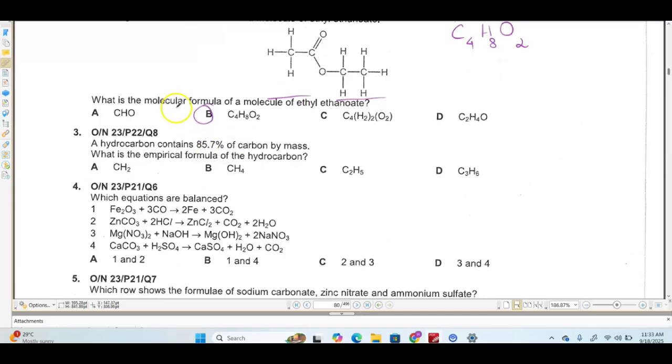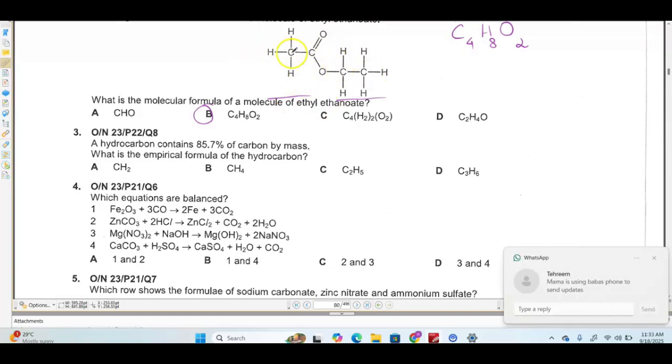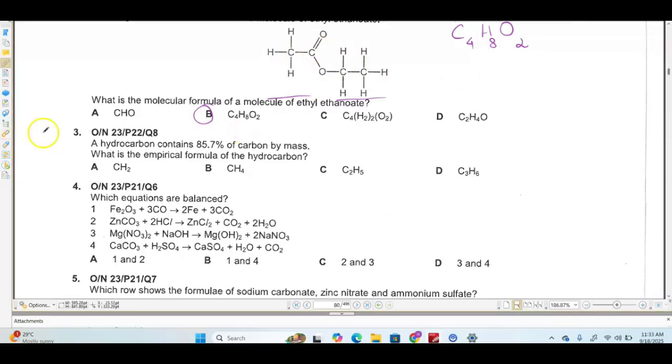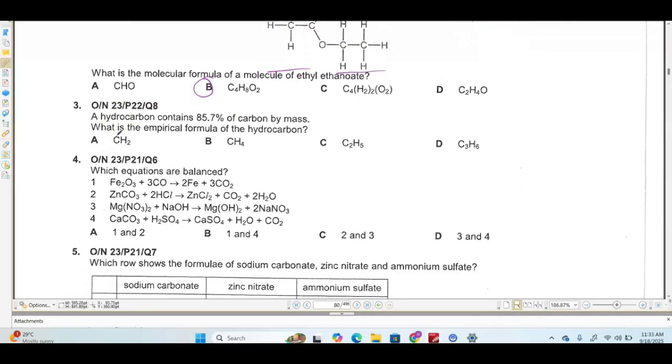Okay. Don't get intimidated by this structure, this display formula. It's called the display formula. Don't get intimidated by that. It's simple as that. Okay. So let's move on.